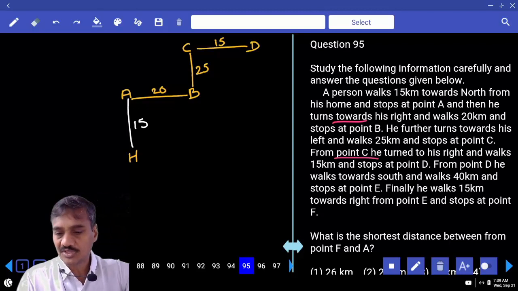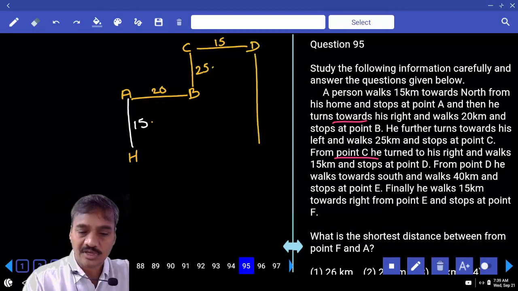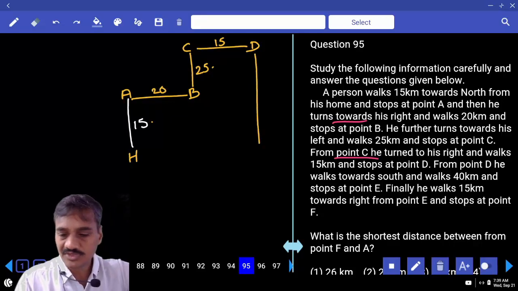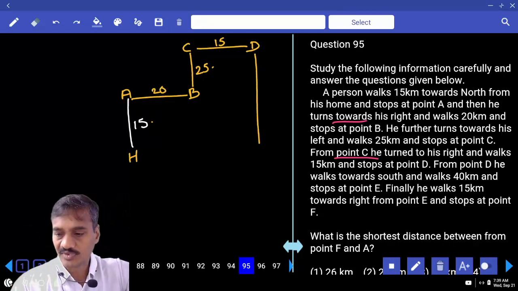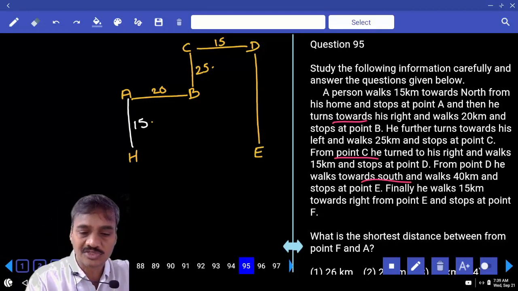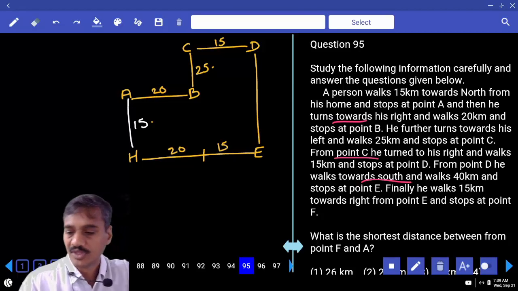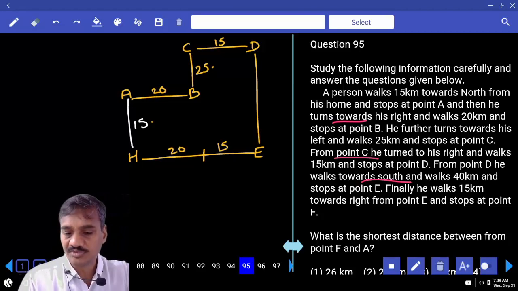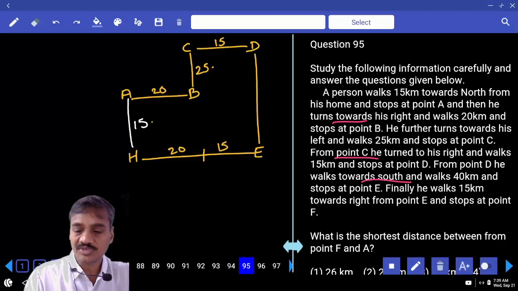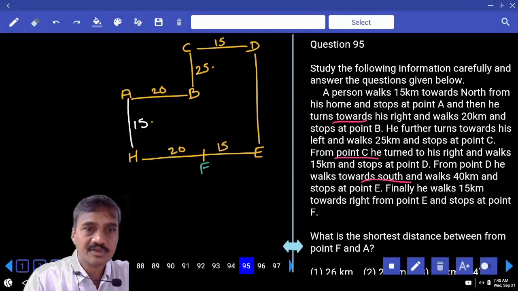From D, he walks towards south for 40 kilometers. 40 means 25 plus 15, in line with H. He walks from D 40 kilometers and reaches point E. That means H and E are in a horizontal straight line. The distance here is 20 plus 15, 35. This is 20 and this is 15. And finally, he walks 15 kilometers towards his right after reaching E and stops at point F.